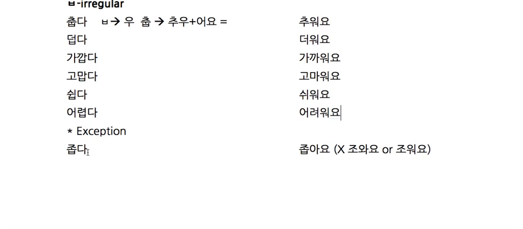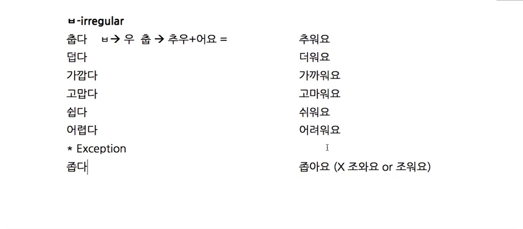But there is one exception. 좁다. Have you learned this word? 좁다 means to be narrow or to be not spacious. If your room is small or if a road is very narrow, then we say 좁다. 근데 it's not 좁워요. It is just regular, 좁아요. So we have an exception, 좁아요. Please remember this separately. Okay, that's it for lesson 6.